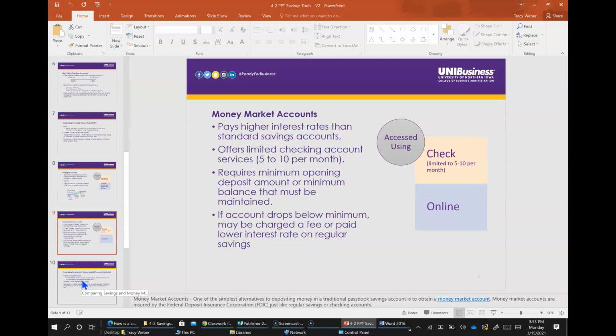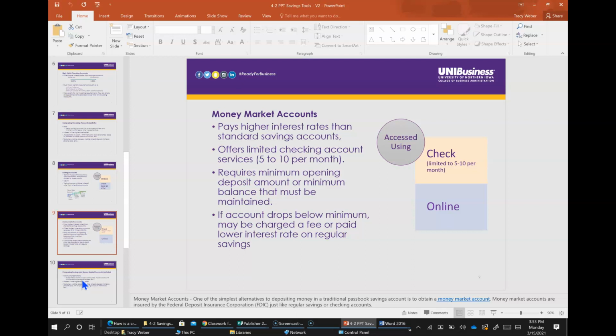Money market accounts. One of the simplest alternatives to depositing money in a traditional passbook savings account is to obtain a money market account. Money market accounts are insured by the Federal Deposit Insurance Corporation, the FDIC, just like regular savings or checking accounts. In addition to paying higher interest rates than standard savings accounts, money market accounts offer limited checking account services. There is usually a relatively low maximum number of checks that a customer can write on his or her account per month, typically between 5 and 10.